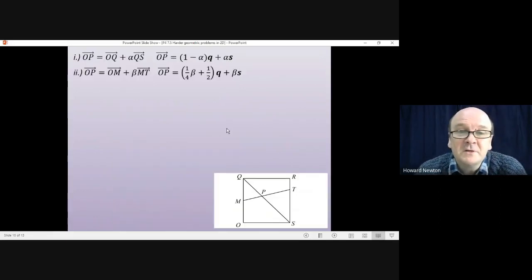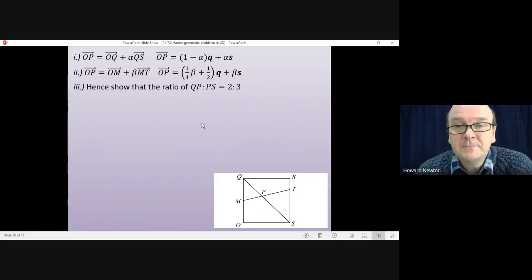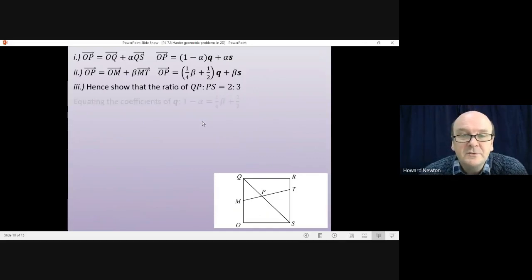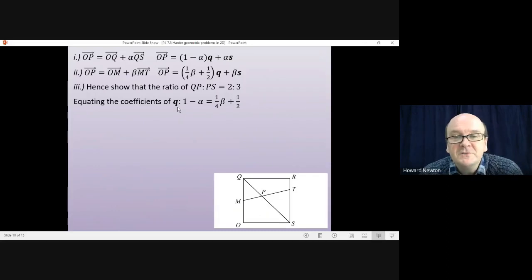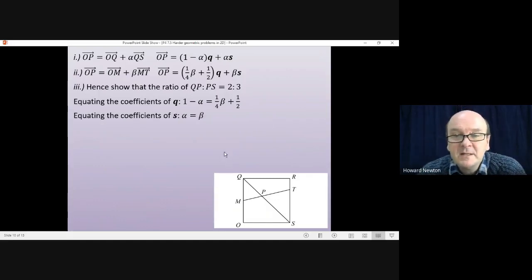So that's what we've done so far. We've found the vector from O to P by 2 different routes. The first route gave us that as the answer. The second route gave us that as the answer. And now we need to use this to show that the ratio QP to PS is equal to 2 to 3. Same as in the first example, we equate the coefficients of Q. That gives us 1 minus alpha is equal to a quarter beta plus a half. Equating the coefficients of S just gives us alpha is equal to beta.